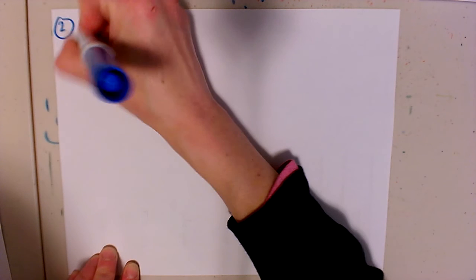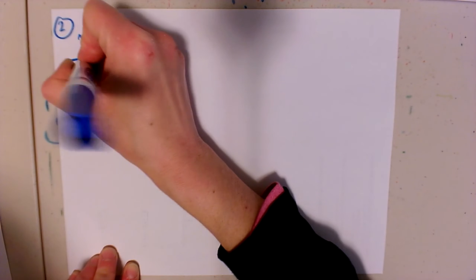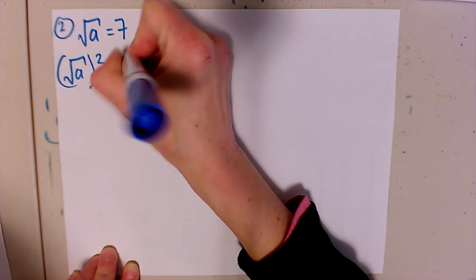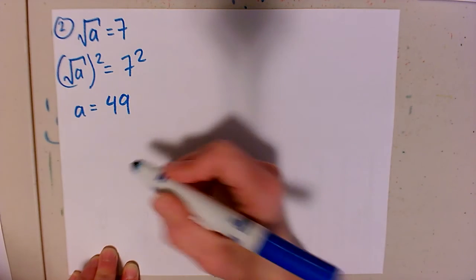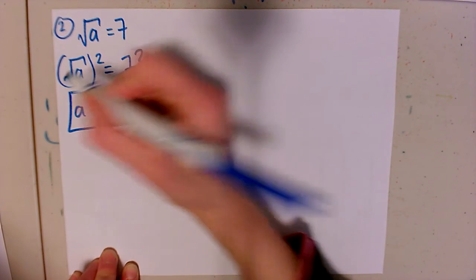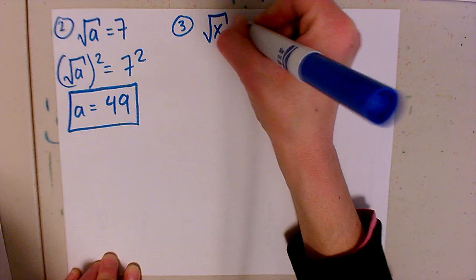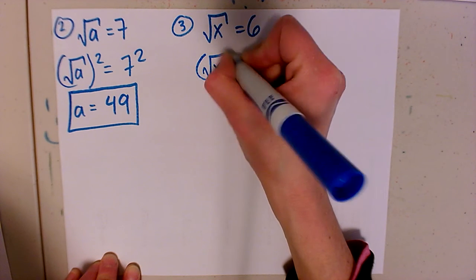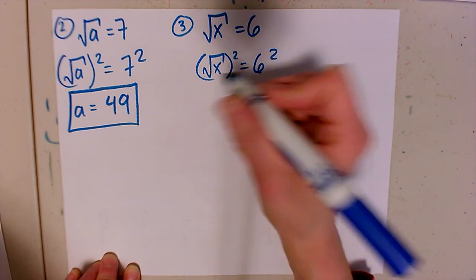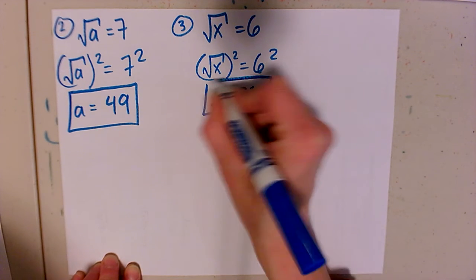So for number 2, we have the square root of a is 7. So to get rid of that, I'm just going to square both sides, and I'll get a is 49. And we're all done with that. Number 3, root x is 6. And so I can go ahead and square both sides, and I get x is 36.